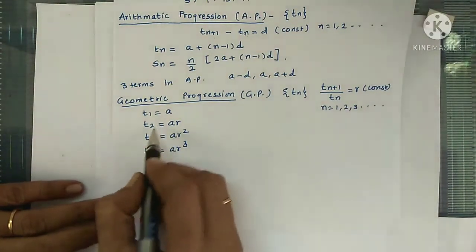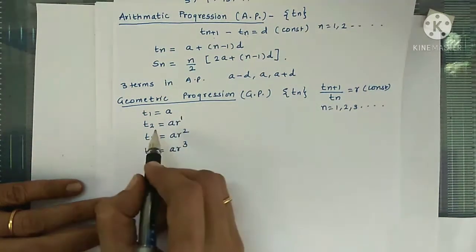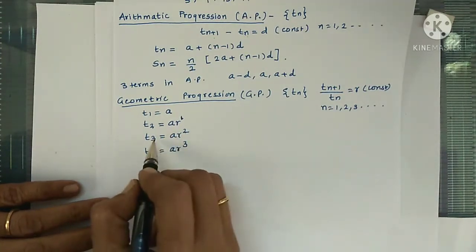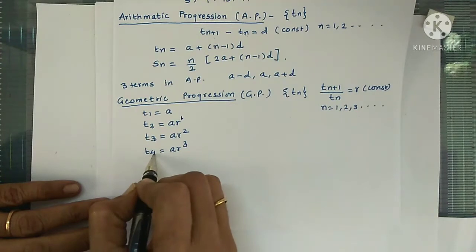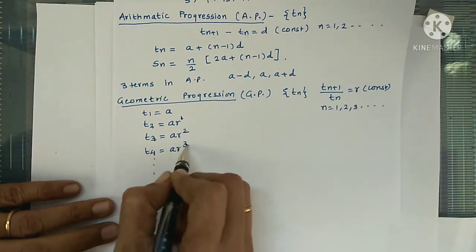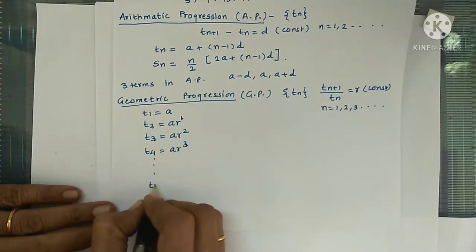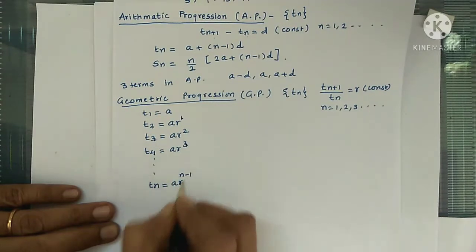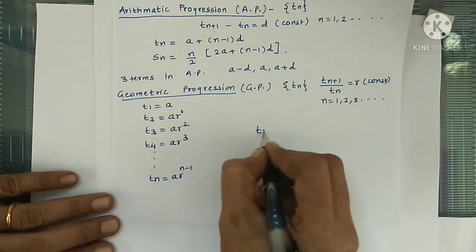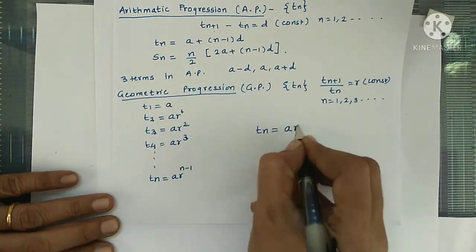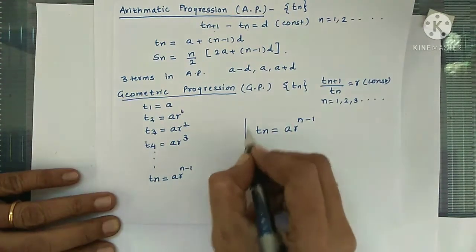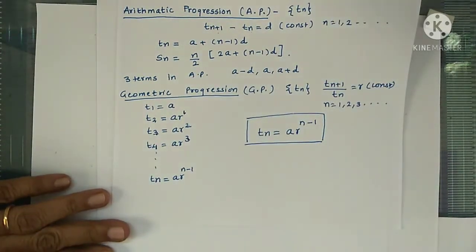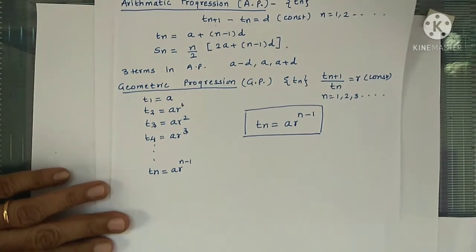See here, whenever it is T2, the index of r is 1. So for 2 here, 1. For the third term, the index of r is 2. So we have to subtract 1 from here. If it is 4 here, 3 is the index number. So for Tn, for n we have to subtract 1 from this number. So it is n minus 1. So the nth term of a geometric progression is a r raised to n minus 1. So this is the formula to find the nth term of a geometric sequence or geometric progression.